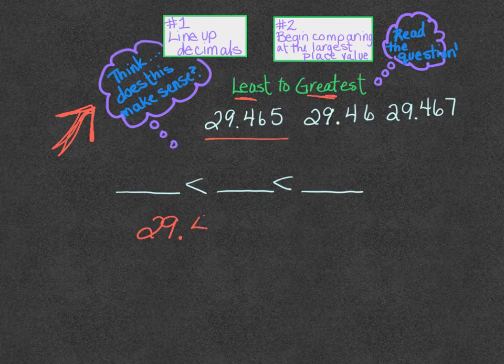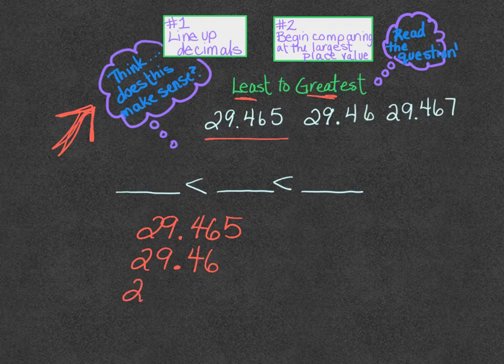29 and 465 thousandths. 29 and 46. 29 and 467. Now, looking here, I know that I can make this into an equivalent fraction and make it to the thousandths too, and that might help with some confusion along the way.